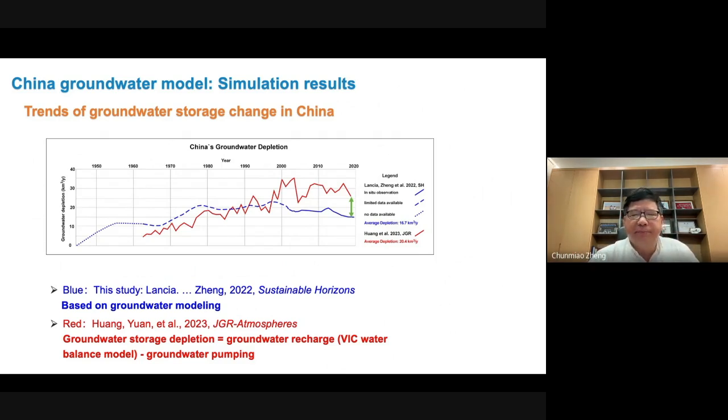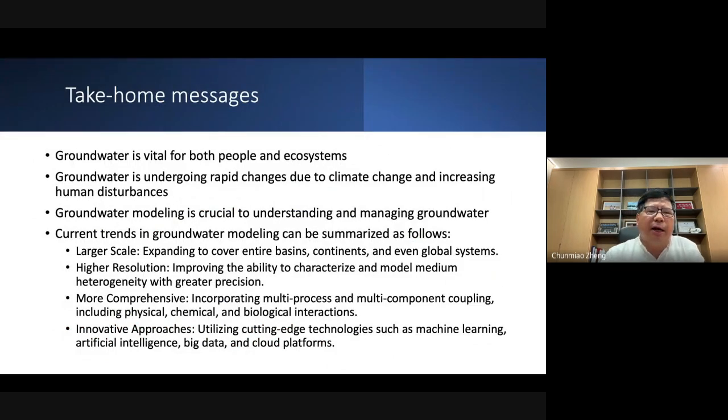So I think I have given you a very quick introduction to recent advances in groundwater dynamic modeling. Here is some take-home message. I don't need to read it, but essentially, I'd like to say groundwater is really important for both people and ecosystems.